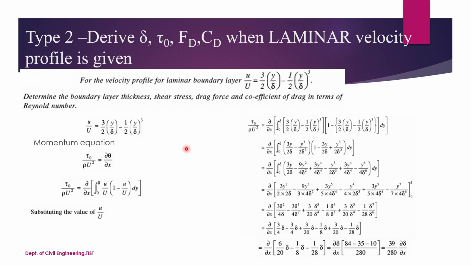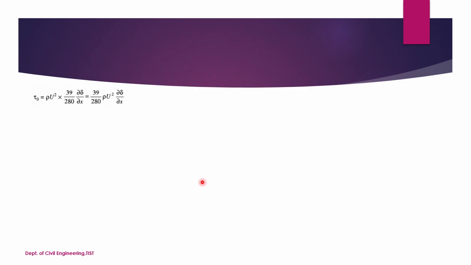So we got an expression. In the previous slide we got tau naught by rho U square. Now I'm taking this rho U square to the other side in order to get an expression for tau naught. So I got the expression for tau naught as this one. Okay, so that is the first expression for tau naught, and this is obtained from the momentum equation.